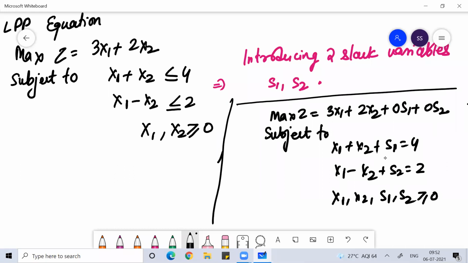Clear everyone? Any doubts, anyone, in understanding the problem?